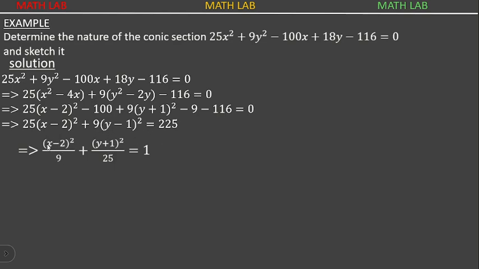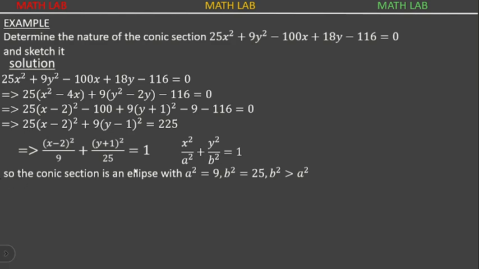So we can now see that the final equation is (x minus 2) all squared over 9 plus (y plus 1) all squared over 25 equals 1. Therefore, this resembles this type of equation with center 2 and negative 1. As we can see, the conic section is an ellipse with a squared equals 9 and b squared equals 25. We can already know that b squared is greater than a squared.